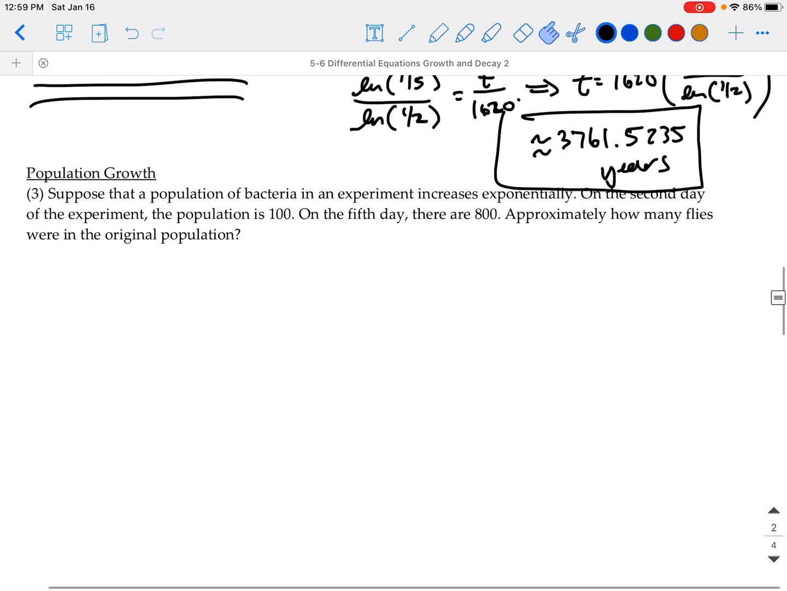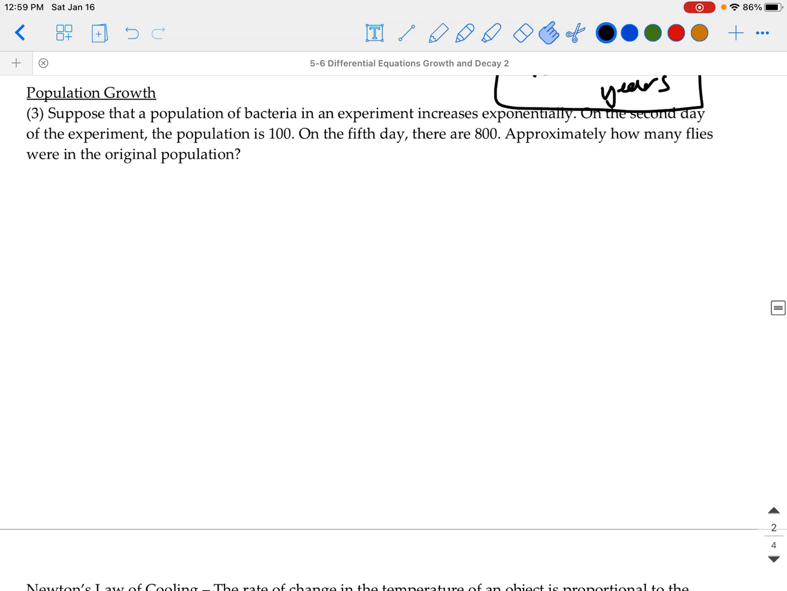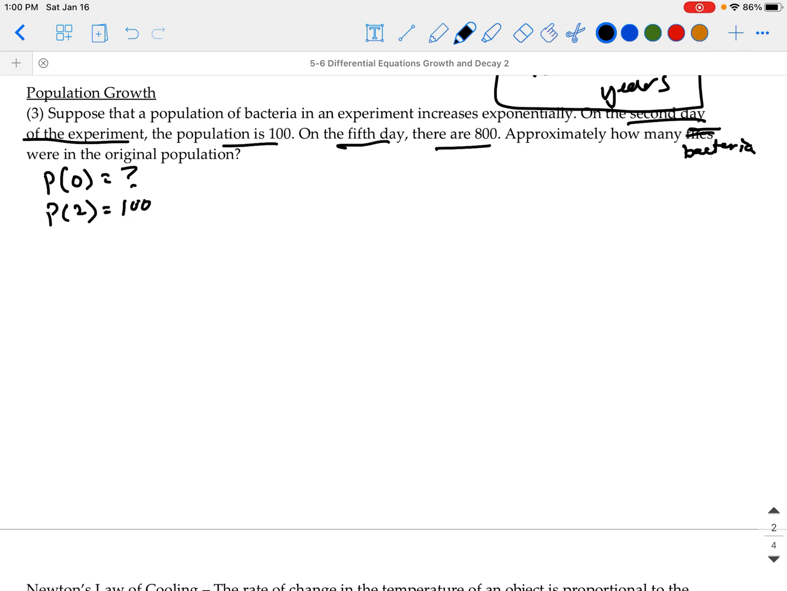All right, so last one, population growth. Same idea. Suppose a population in an experiment increases exponentially. So we've got exponential growth, and we know on the second day of an experiment, the population is 100, and then on the 5th day, there are 800. Approximately how many bacteria are in the original population? So P of 0, our initial population, is unknown. We know that on the second day of the experiment, we've got 100, and on the 5th day, we've got 800.